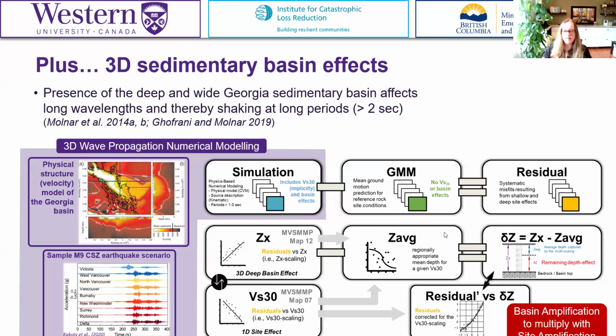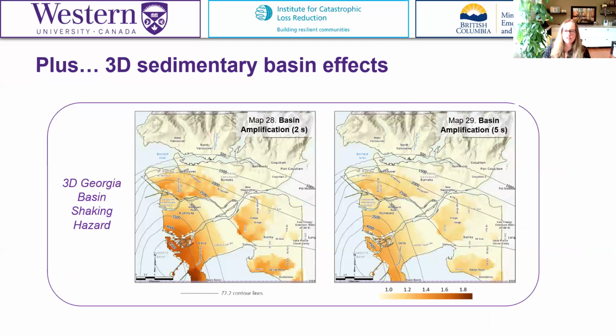And we do some fancy math to make sure that we don't double count basin amplification on top of site amplification. But these maps shown here are showing you where in Metro Vancouver, at long periods of 2 seconds on the left and 5 seconds on the right, we anticipate shaking intensities to be stronger than what our current national seismic hazard estimates can predict. Basin effects are not included in the national scale seismic hazard mapping.